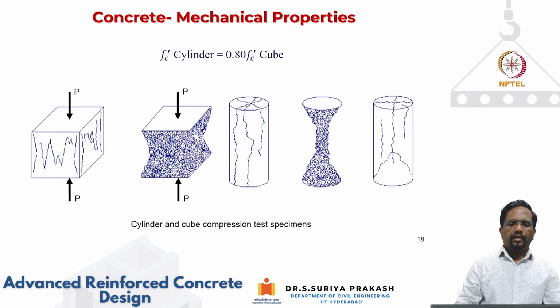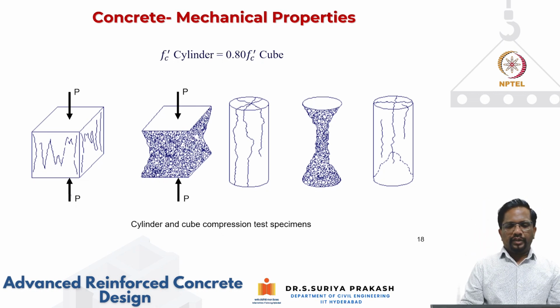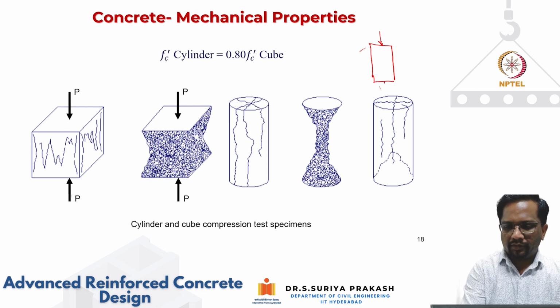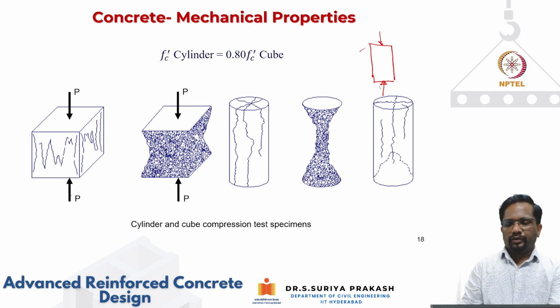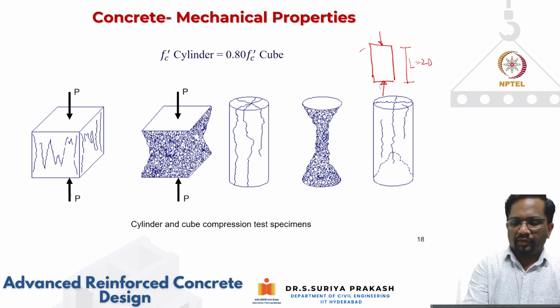And this is the way the failure is going to be for cylinder and cube. So now the reason why the cylinder gives you the actual representation of the material properties is basically, if you look at a cylinder and you subject it to compression, we are here talking about length basically equal to 2 times the diameter of the cylinder.